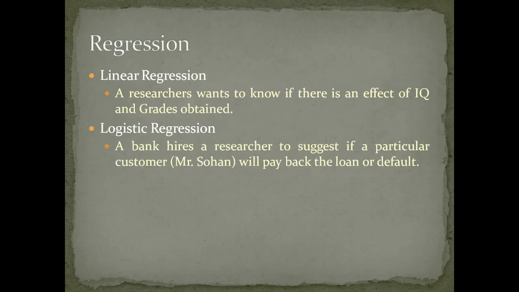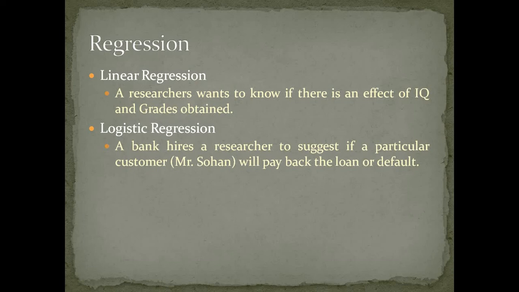Okay, what about regression? Regression basically has two types here. We are seeing linear and logistic regression. Linear regression, we'll see a case study. A researcher wants to know if there is an effect of IQ on grades obtained, which means probably the researcher has data of some respondents with their IQ scores, and he wants to know whether this IQ score has any effect on the grade. If you have higher IQ, will you have higher grades? If you have lower IQ, will you have lower grades?